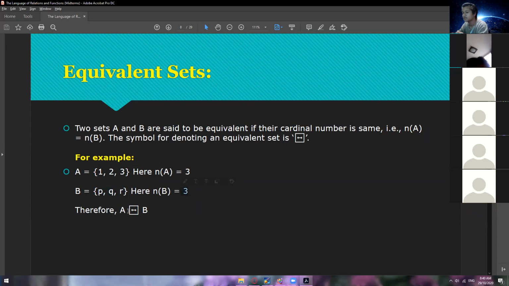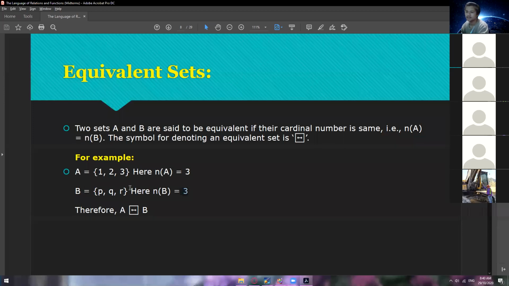So therefore, we could say that A is equivalent to set B. Again, I repeat, in equivalent sets, what we're trying to compare is the count of elements, not the elements themselves. As long as the count of elements is the same, then they are already equivalent.